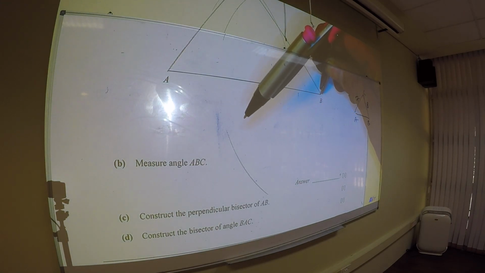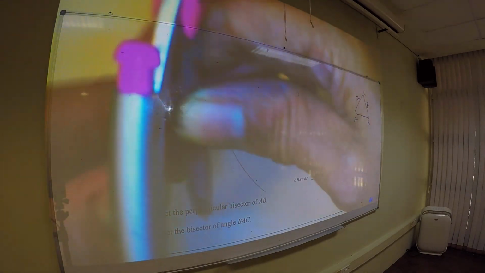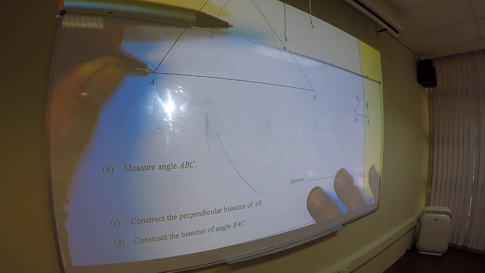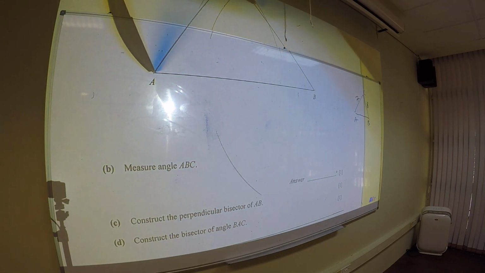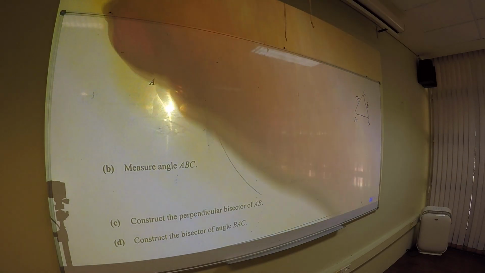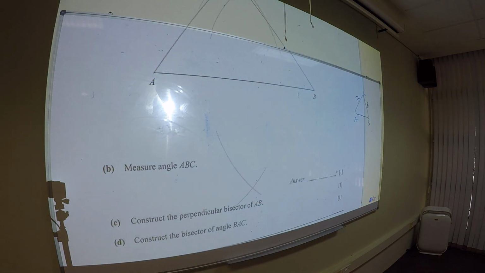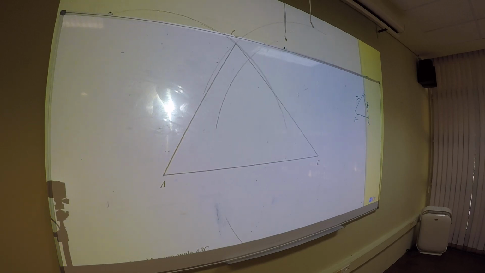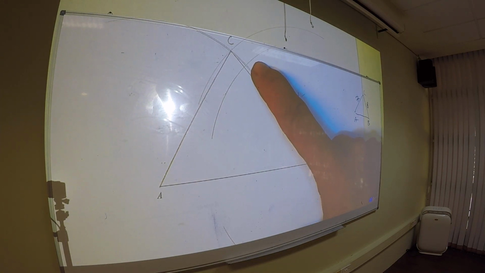Okay? Then don't change the distance and move the center to A. Then again, draw the arc above AB and below the line AB. Then you will have one intersection above AB, one intersection below AB.